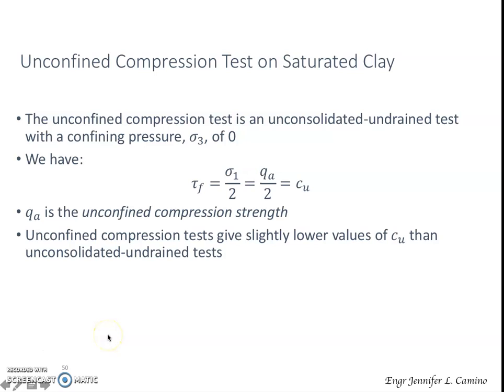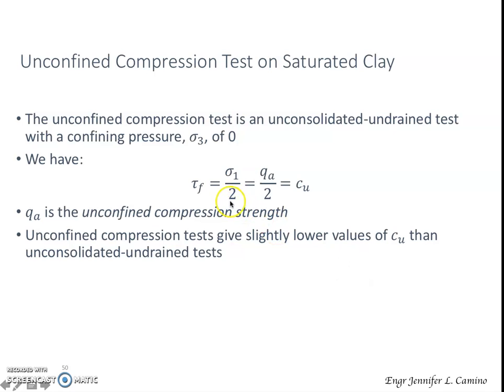So basically, we move on now to the unconfined compression test on saturated clay. The unconfined compression test is an unconsolidated undrained test with a confining pressure sigma sub 3 equal to 0. So in this test, when confining pressure is equal to 0, an axial load is rapidly applied to the specimen to cause failure. At failure, the total minor principal stress is 0, and the total major stress is sigma sub 1, because the undrained shear strength is independent of the confining pressure as long as the soil is fully saturated and fully undrained.